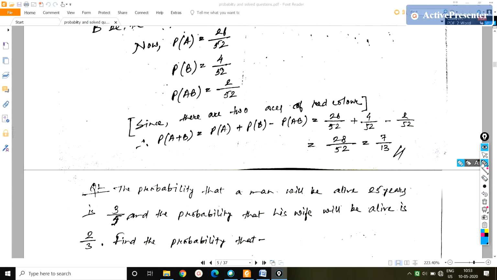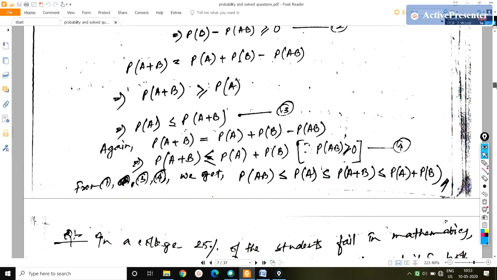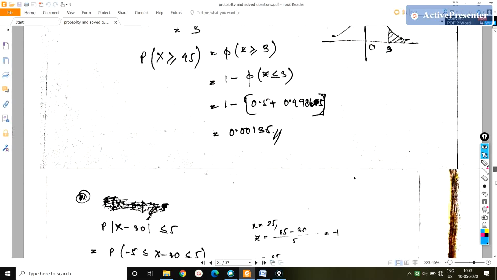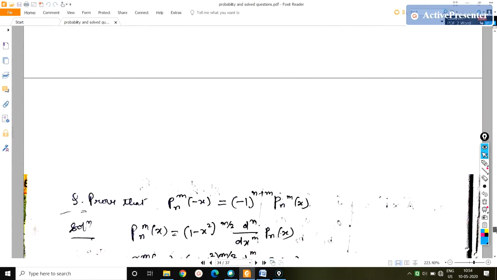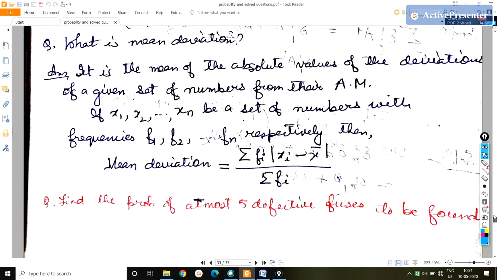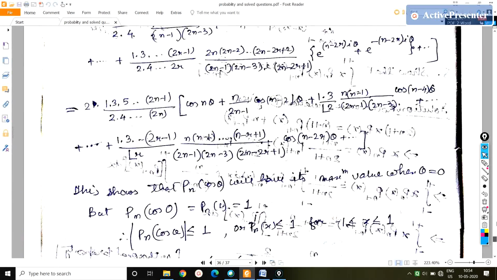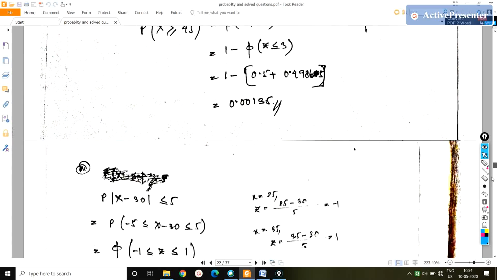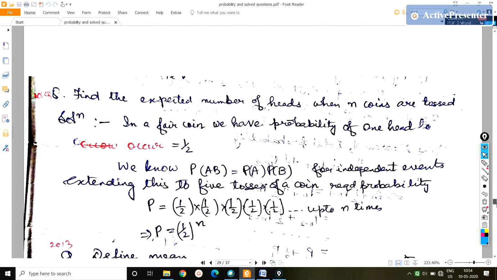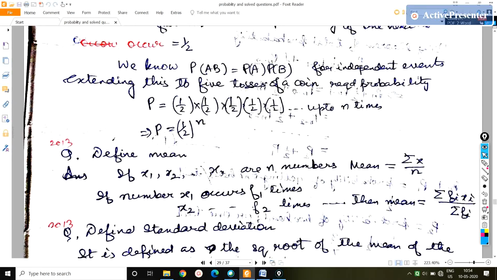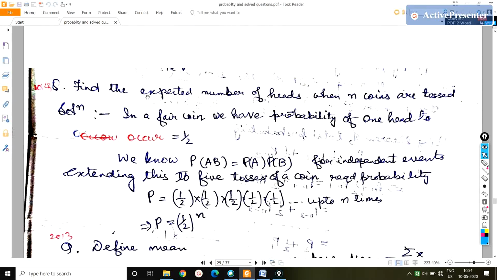So now let us move on to some more problems. In an examination, one problem was asked, linked with probability. The problem was: find the expected number of heads when n coins are tossed. So when n coins are tossed, you have to find the expected number of heads.